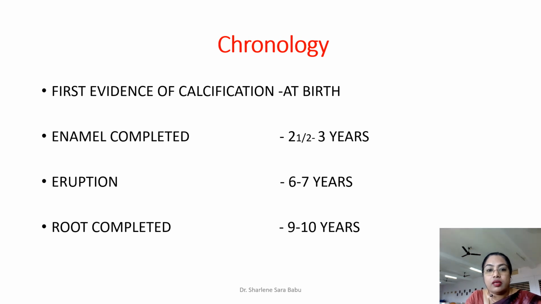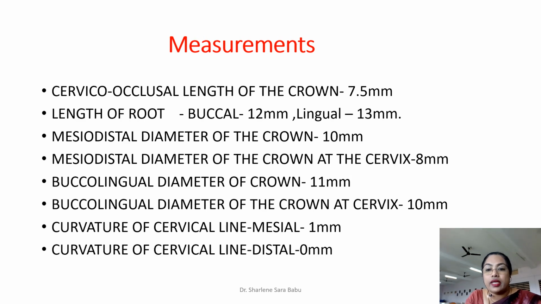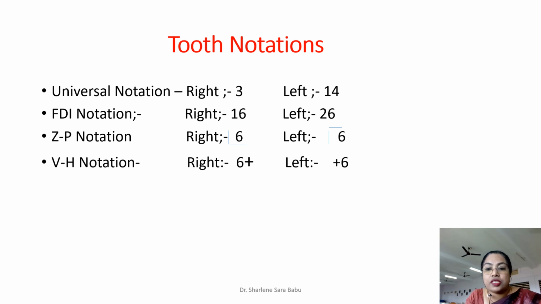About the chronology, the first evidence of calcification is at birth, enamel completion at 2.5 to 3 years, eruption 6 to 7 years, and root completion 9 to 10 years. You should look in detail at the measurements. I'm not going into the measurement details. After measurements, you are supposed to write the tooth notations also. That is, first the universal notation, next the FDI notation, Zsigmondy-Palmer notation, and the Victor-Haderup notation.